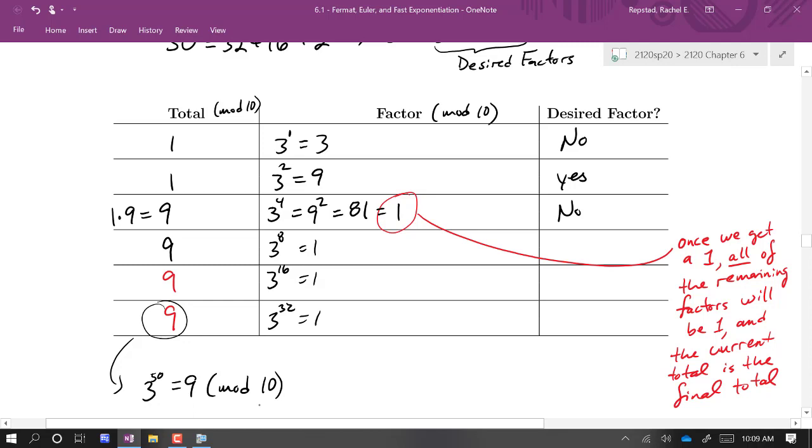I mean, it's just interesting, I think, on its face, in that I take 3 to the 50th and I can pretty quickly tell you what the last digit of 3 to the 50th is going to be. And that's kind of interesting to me.